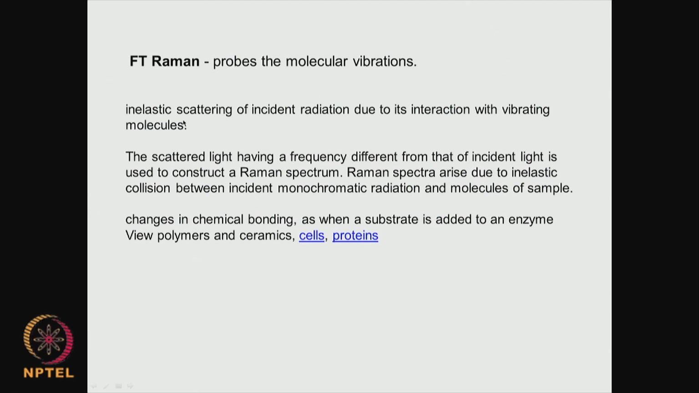Similarly, just like FTIR, there is something called FT Raman. It also probes the molecular vibration. It is called inelastic scattering of incident radiation due to its interaction with the vibrating molecules. Here the scattered light has a frequency different from that of the incident light, and that is used to construct a Raman spectrum. Basically, the Raman spectrum arises due to inelastic collision between incident monochromatic radiation and the molecule. The monochromatic radiation hits the molecules, which are vibrating, and produces scattered light having a frequency different from that of the incident light. That is the Raman spectrum.